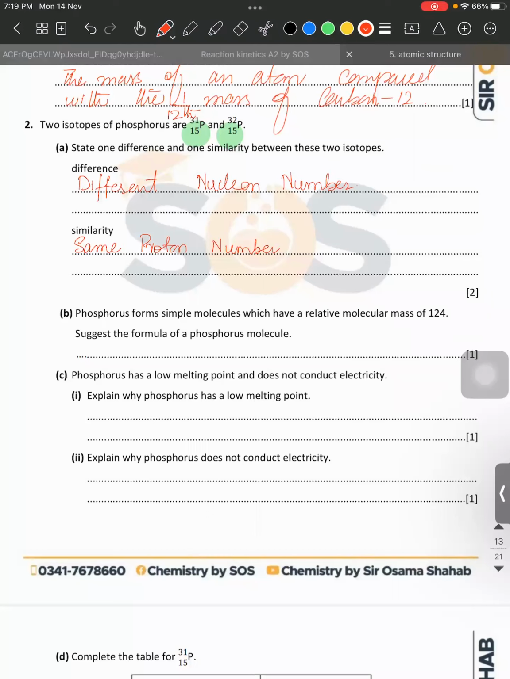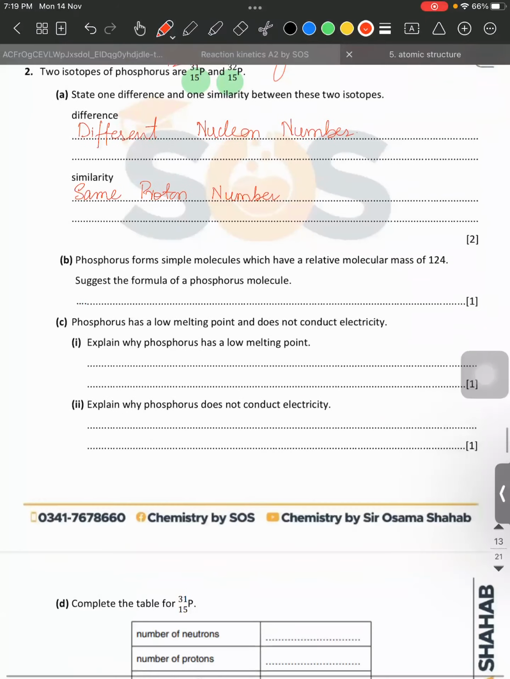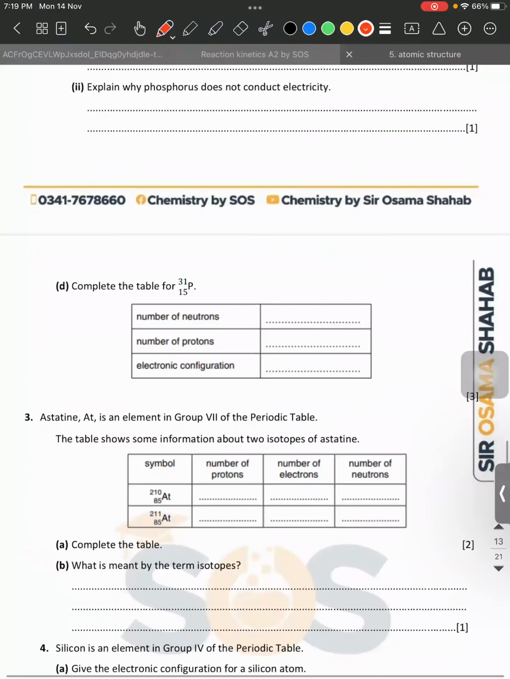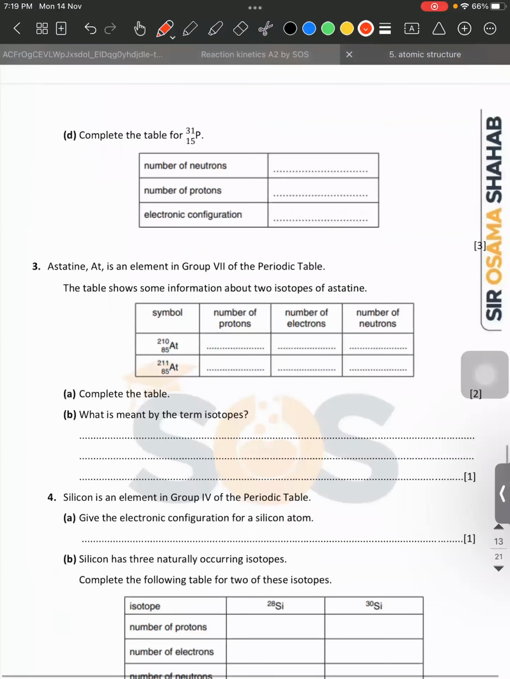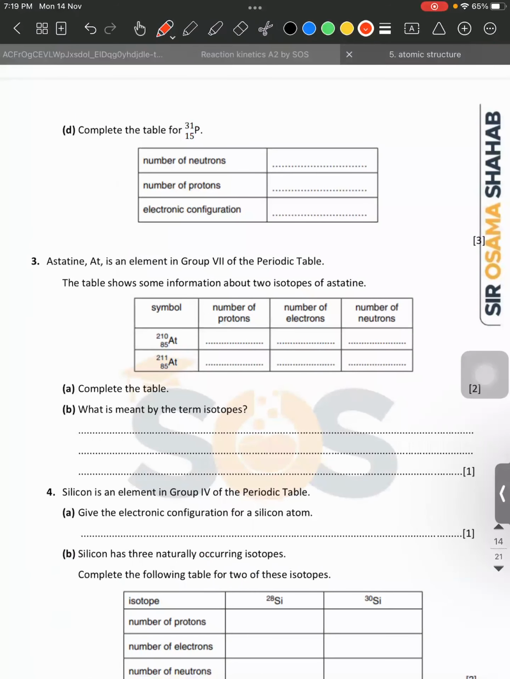Okay. So I am skipping part B and part C because they are concerned with ionic and covalent bonding. I am moving towards part D. Part D is again a very simple question. They are asking for the number of neutrons, protons, and electronic configuration.